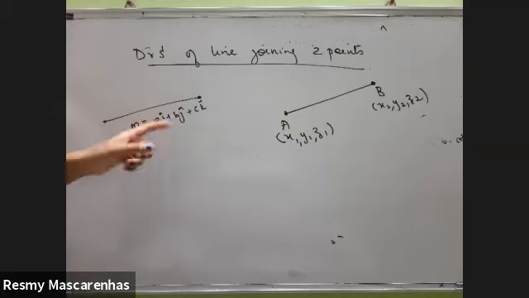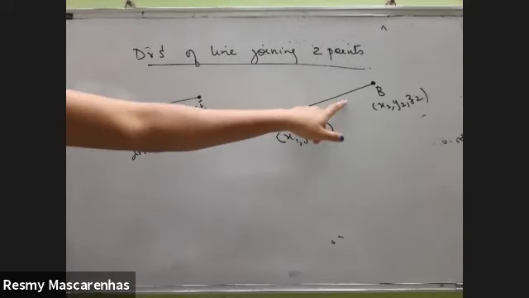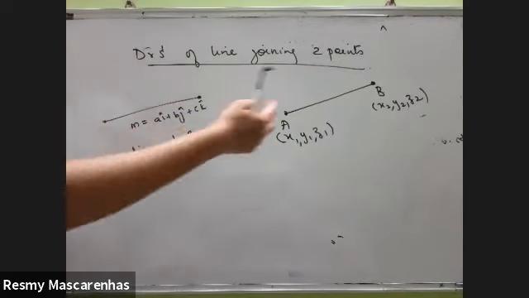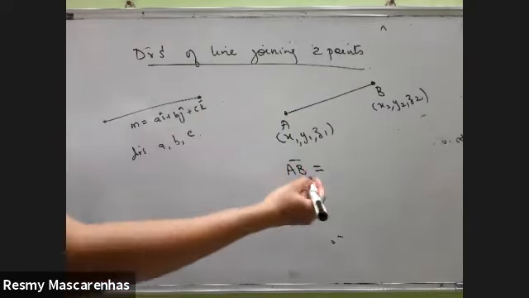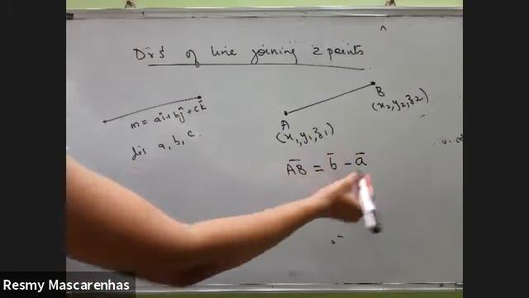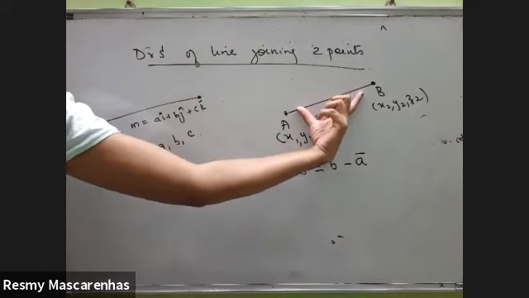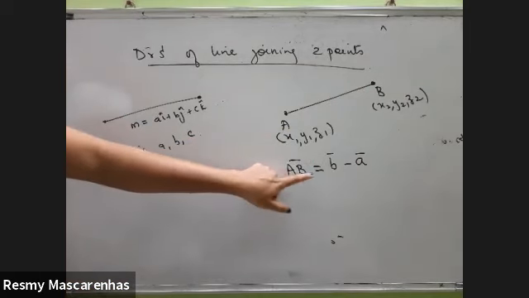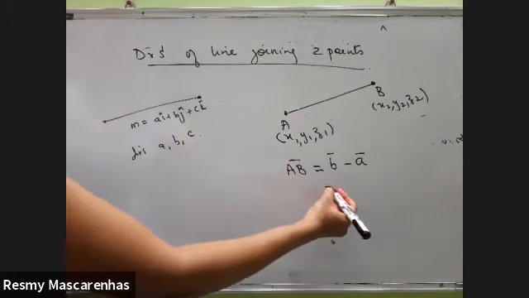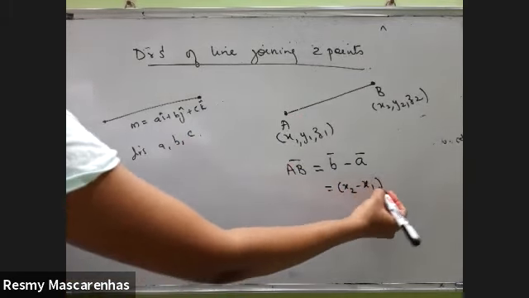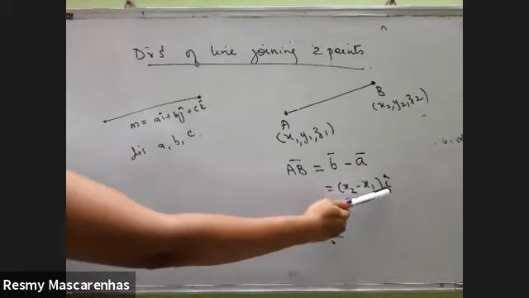Here I cannot say straight away that the direction ratios are a, b, c. First we have to find the vector of this, so we'll find AB bar. AB bar is always B bar minus A bar. Anytime you have two points, you can find the vector of that line by finding AB bar. It's always the opposite: the second coordinate minus the first. So it will be x2 minus x1, and I can make it a vector by adding i cap.